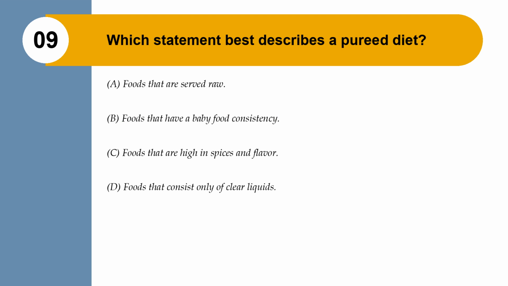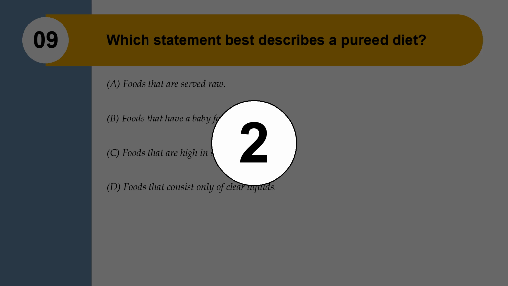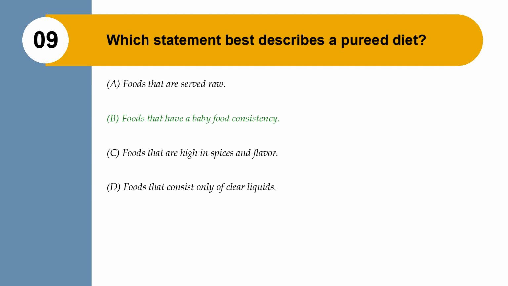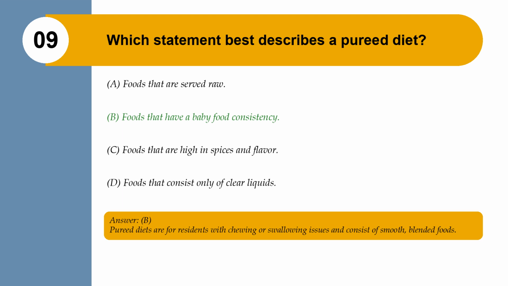Question 9. Which statement best describes a pureed diet? Option A, foods that are served raw. Option B, foods that have a baby food consistency. Option C, foods that are high in spices and flavor. Option D, foods that consist only of clear liquids. The correct answer is option B, foods that have a baby food consistency. Explanation: pureed diets are for residents with chewing or swallowing issues and consist of smooth, blended foods.